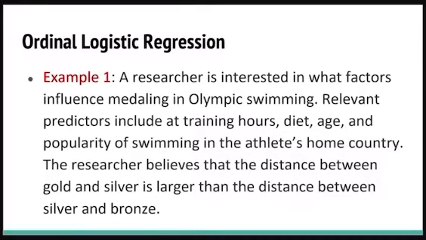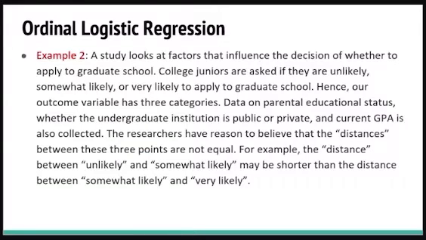Okay? Now, another example. A study looked at the factors that influence the decision of whether to apply to graduate school. You know, when somebody finishes their undergrad, they go, okay, do I need to apply? Is graduate school worth it at all? Okay, college juniors are asked if they are unlikely, somewhat likely, or very likely. Those are ordered. Does that make sense? Unlikely, to somewhat likely, to very likely. Those levels are ordered. Does that make sense? You know, to apply to graduate school.